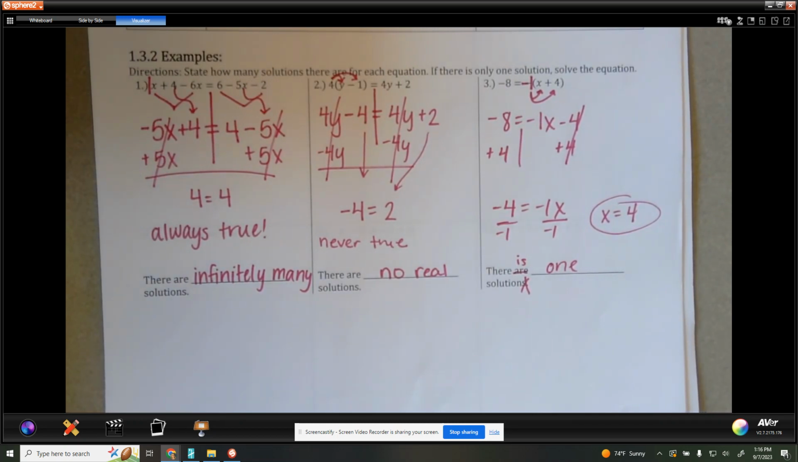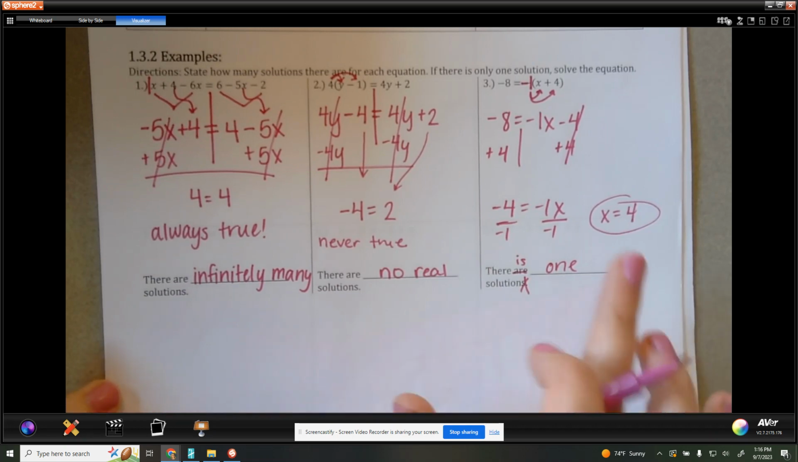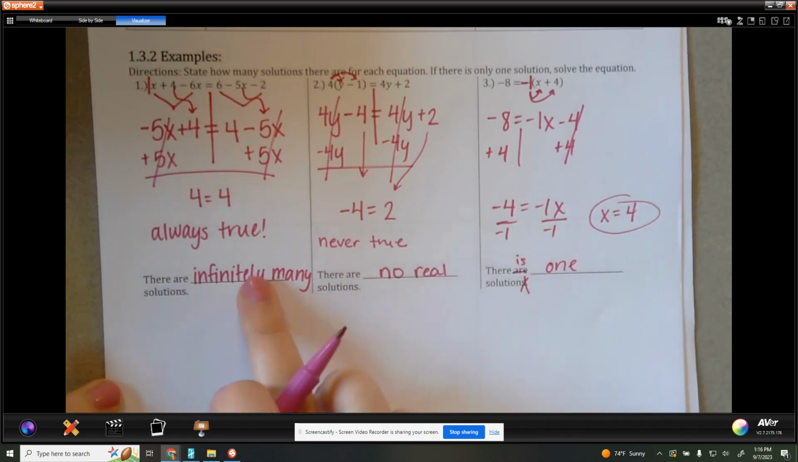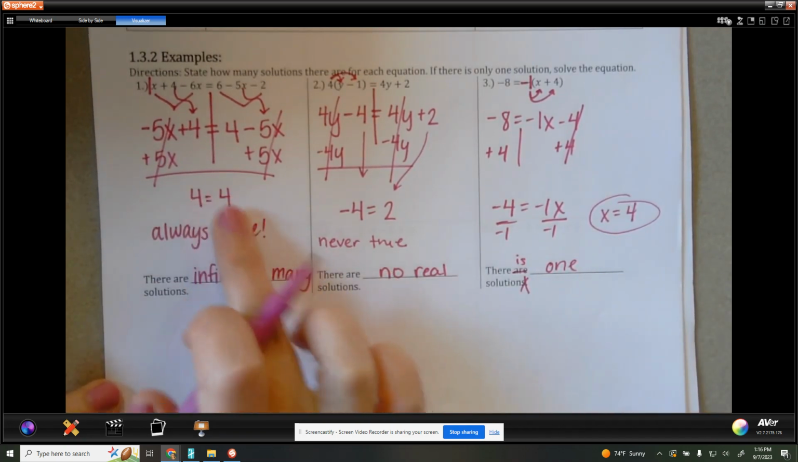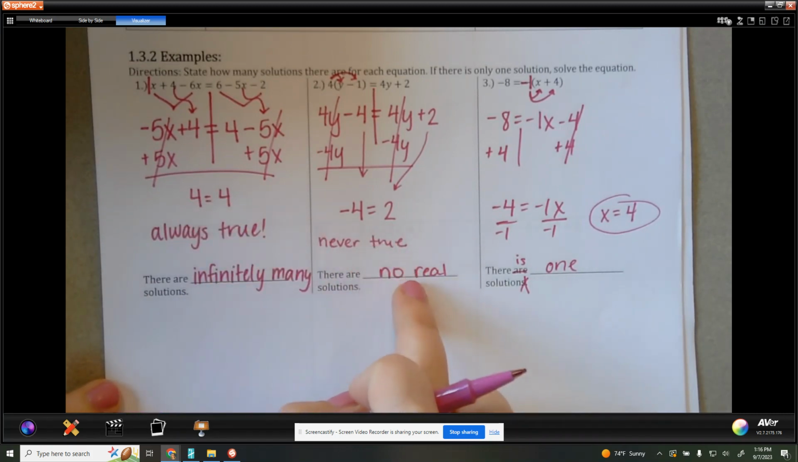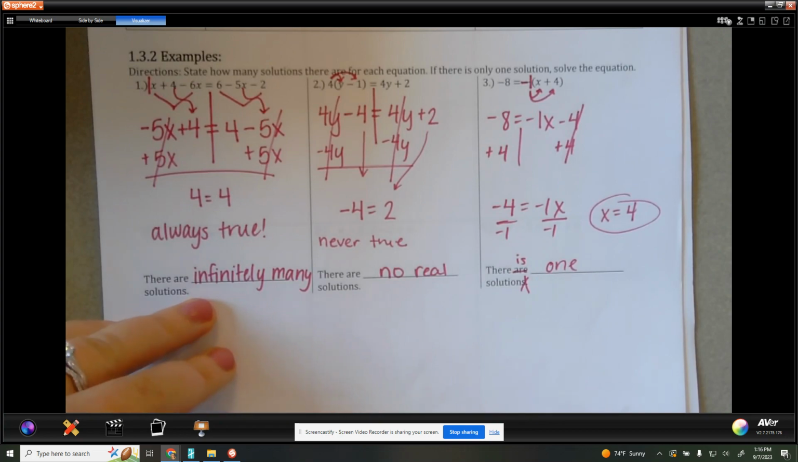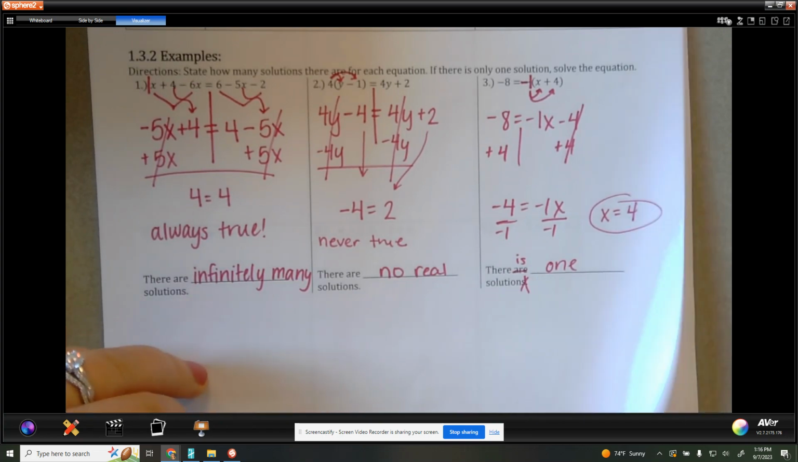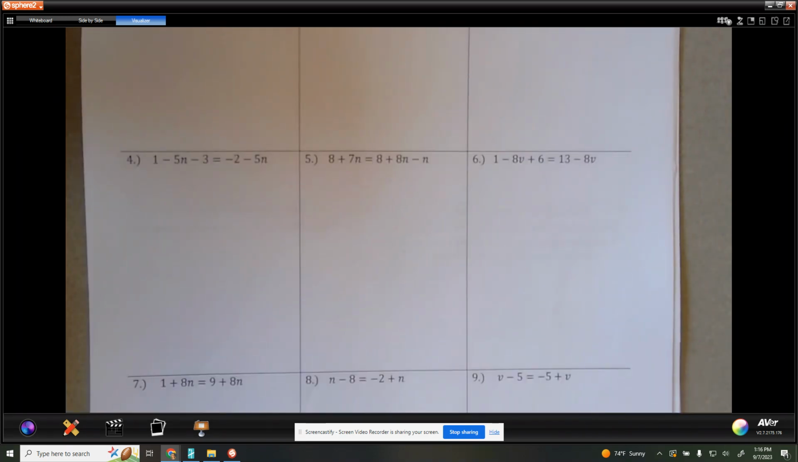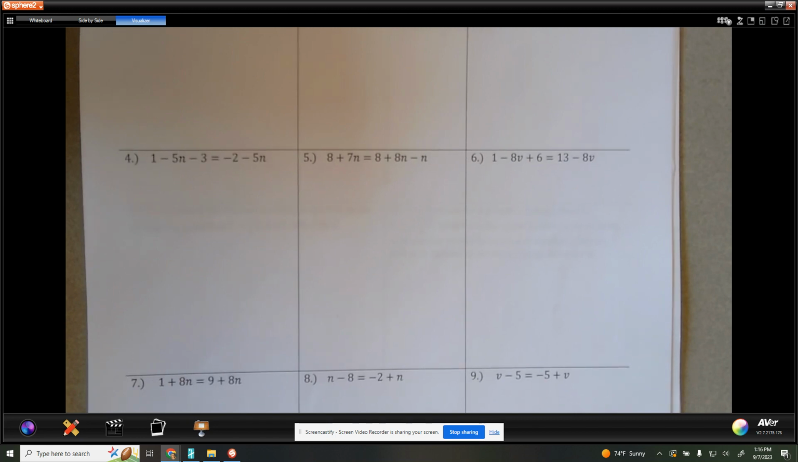All right, so that's it for today. You're going to either just be solving and getting one solution, writing infinitely many if you get a true statement, or writing no solutions if you get a false statement. And so I want you all to work on the next page, your practice. I want you to do all of these now. So you have 9 problems on your own. And then at the end of the class period, your substitute teacher will go over the answer key with you. Good luck.